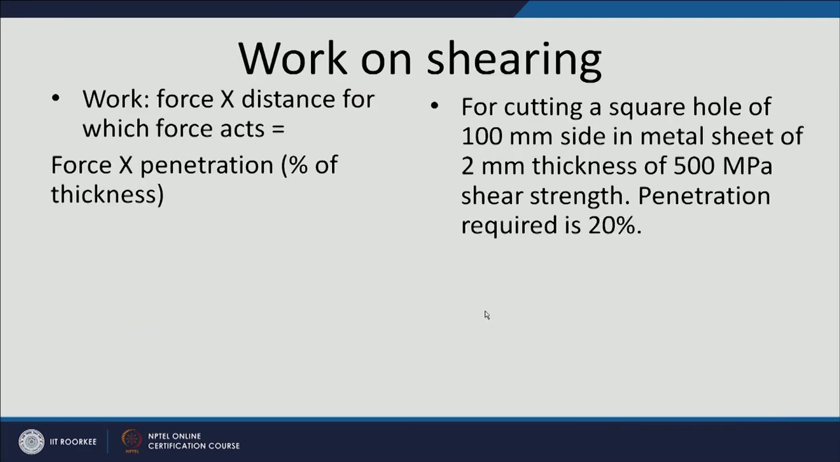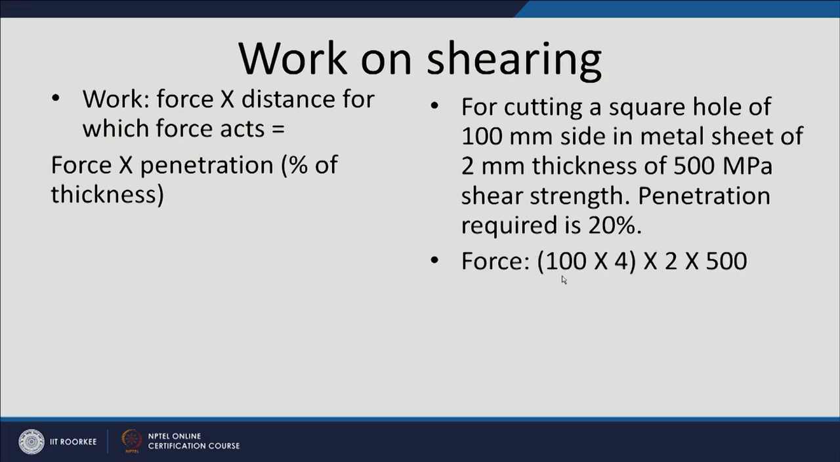One other example: work for the shearing is the force multiplied by the distance through which the force must act, that is, the force multiplied by the penetration, which is expressed as a percentage of the sheet thickness. So, cutting a square hole of 100 mm side in sheet metal of 2 mm thickness, having a shear strength of 500 MPa, while the penetration requirement is 20%.